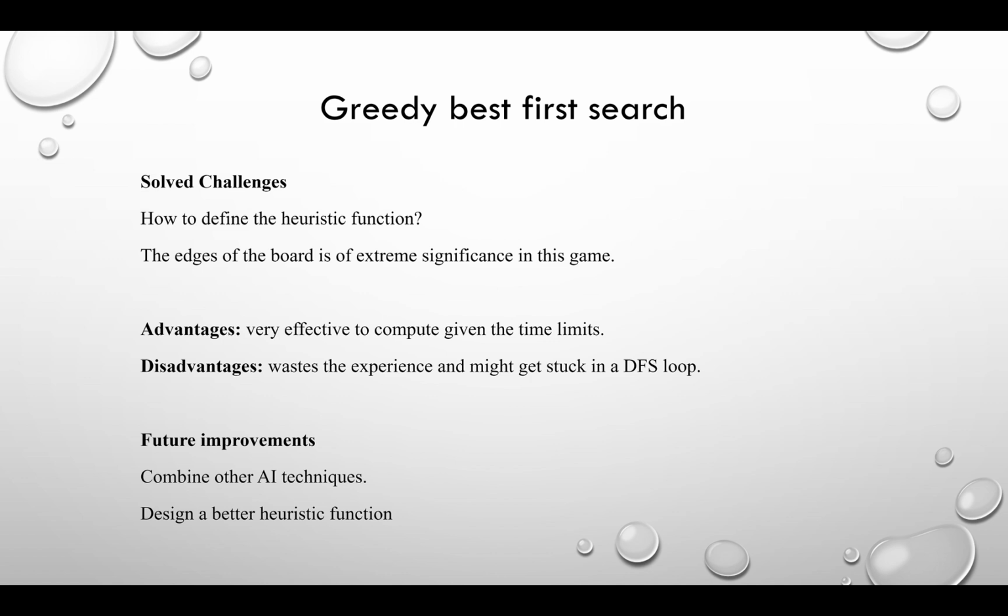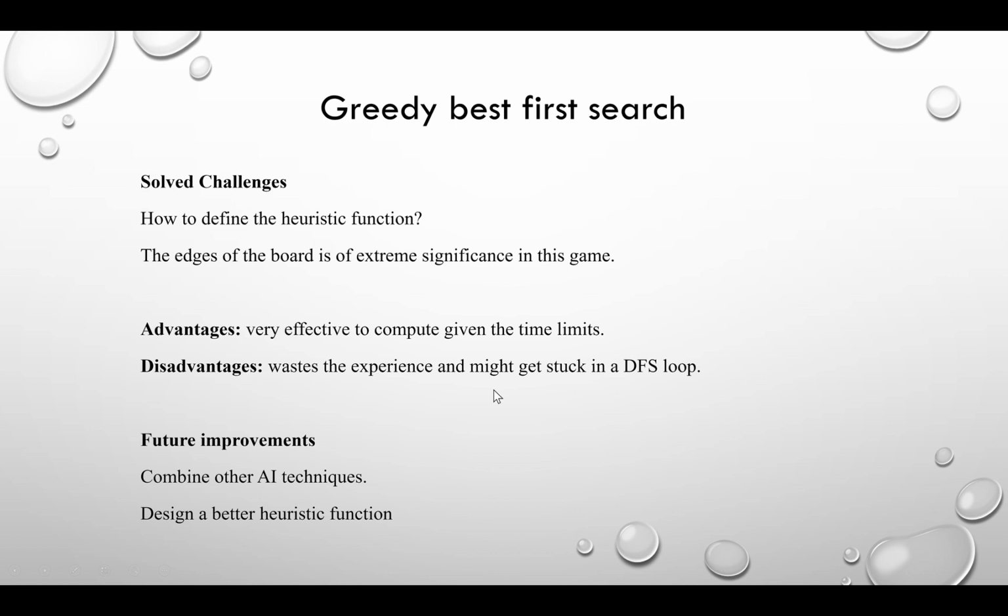We find that the edges of the board have extreme significance. If we can take up the cells along the edges before our opponent, we have a higher chance of winning. This search is a combination of BFS and DFS, which has the advantages of both and is more efficient.